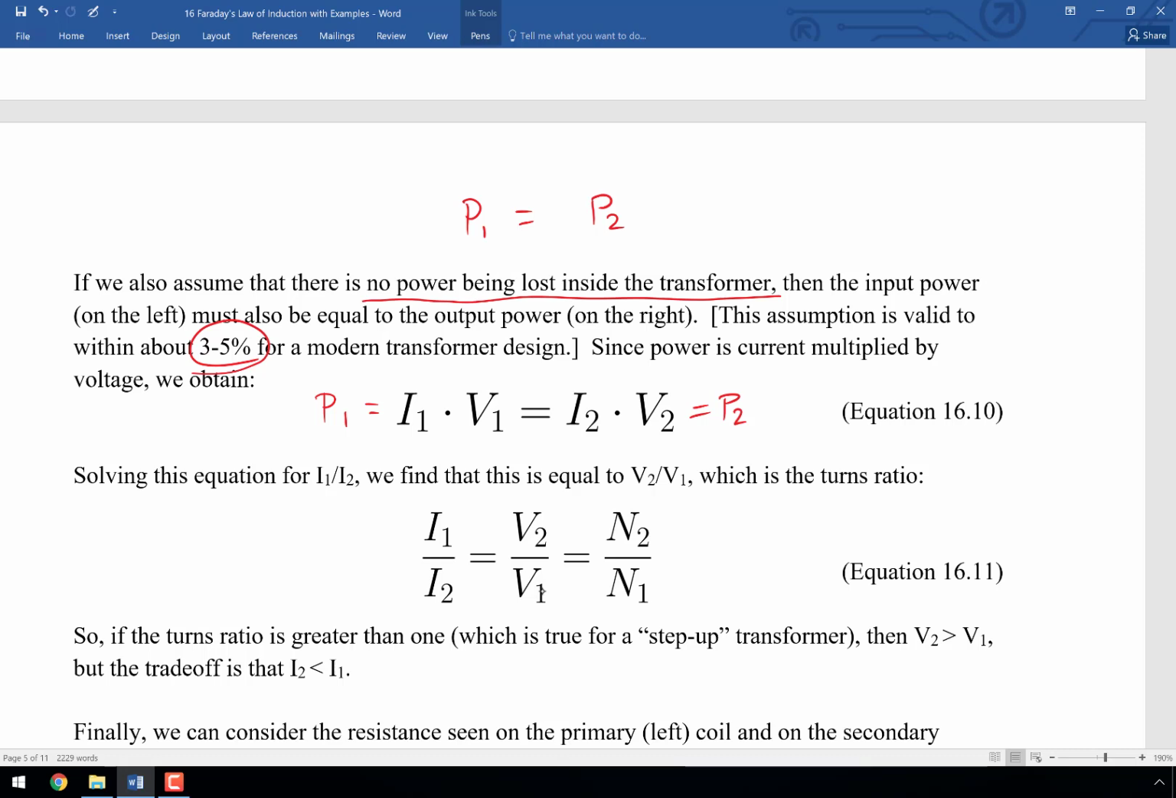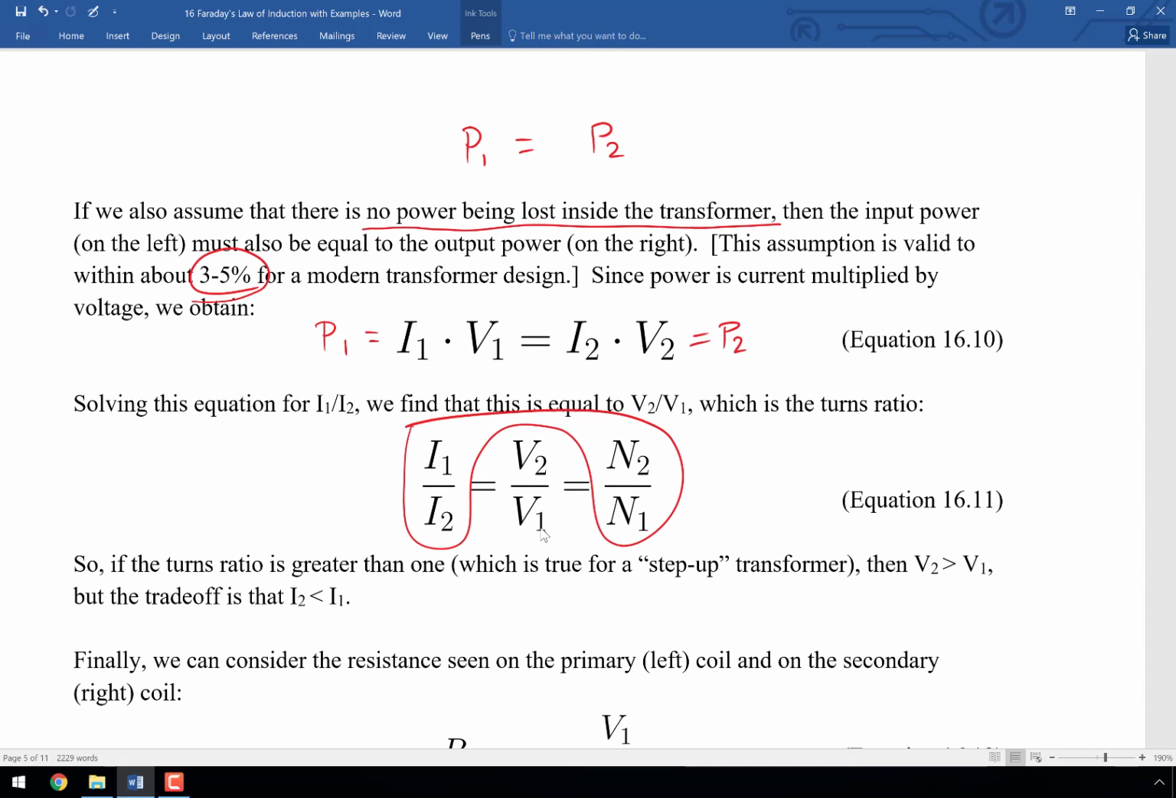But we know from the previous discussion that V2 over V1 is equal to N2 over N1. So if you pay attention to only these portions of this equation, I1 over I2 equals N2 over N1. And that means that as the voltage is being stepped up, the current is being stepped down. Notice that the I1 is on top, whereas the V2 is in the numerator. And so we're going to find that as we step up the voltage, we have to step down the current. As we step down the voltage, we can step up the current.